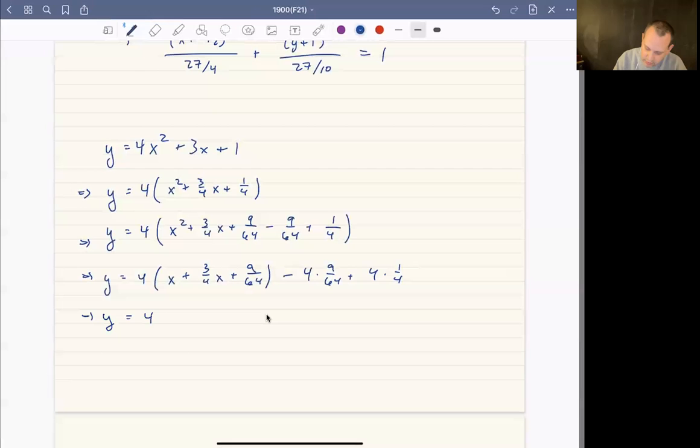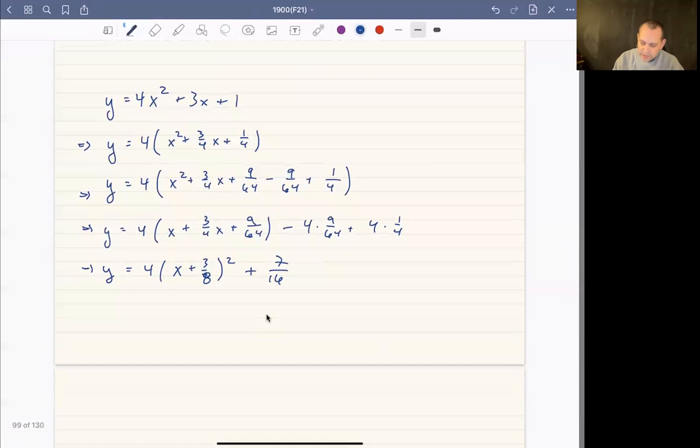We're almost done. So x plus 3/2 squared. Nope, 3/8. Minus, this is 9/16 plus 16/16. So that's plus 7/16. And then this is going to be very similar to the conic y equals 4x squared, and so that's going to be y equals x squared over 4p, where p is equal to 1/16.